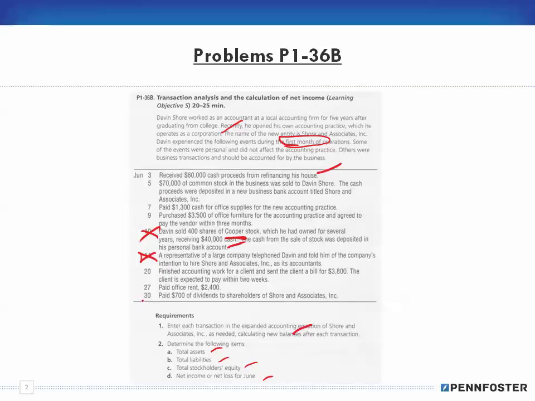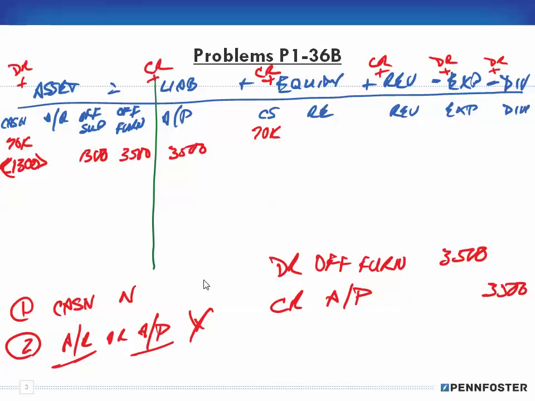It's nothing of any substance. Okay, June 20th, finished accounting work for a client and sent the client a bill for $3,800. The client is expected to pay within 2 weeks. Okay, so he's doing work for a client.